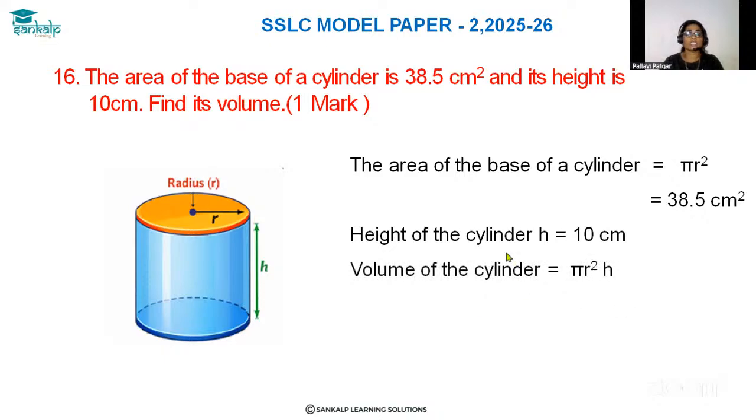Here we have to find the volume of the cylinder. The formula for the volume of the cylinder is pi r square h. Here pi r square is 38.5 centimeter square, the area of the base, and the height is 10 centimeter. Multiplying this, we'll get 385 centimeter cube. So this is the volume of the cylinder.